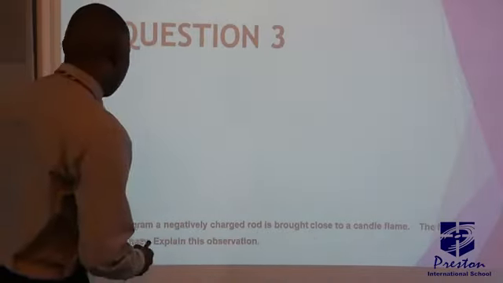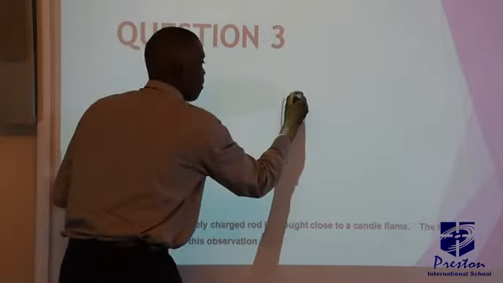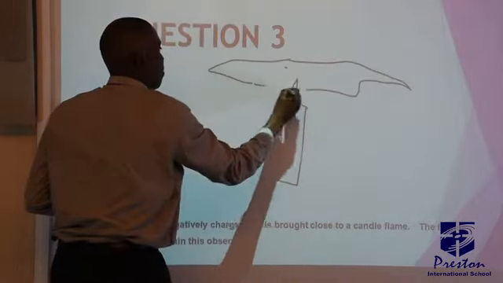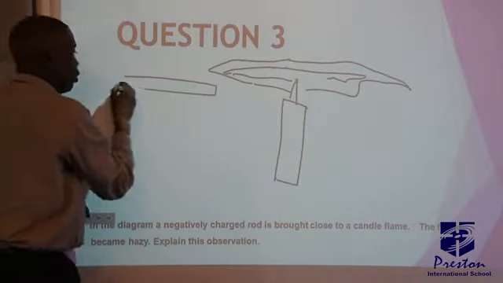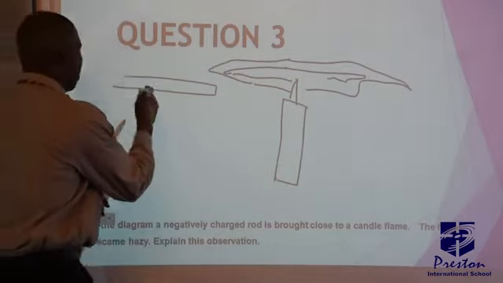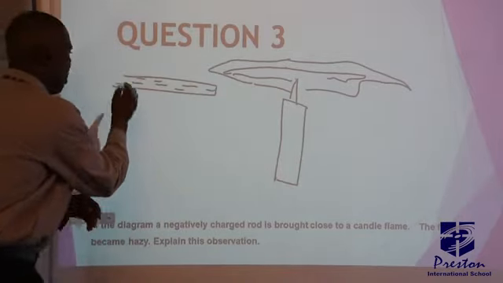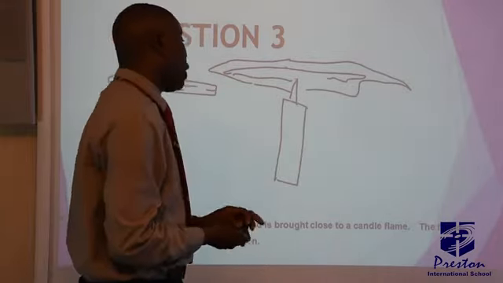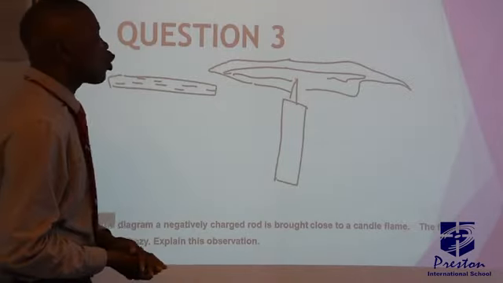The last question. Now we have something like this. This is a candlestick with a flame on it. And then we bring a rod. In the diagram, a negatively charged rod is brought close to a candle flame. The flame became hazy. Explain this observation.